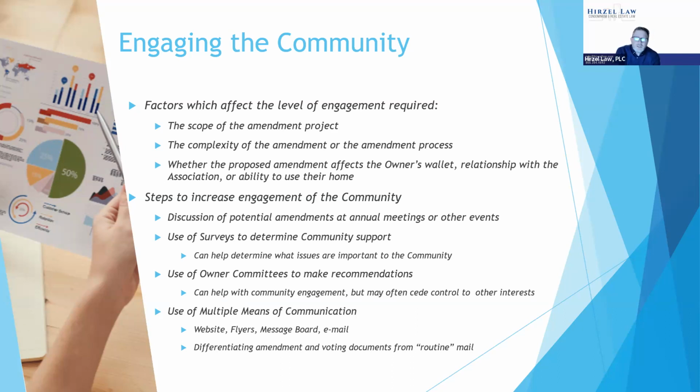There are certain things that you can do to increase your level of engagement with the community in order to have that level of feedback so the community understands what's happening and is aware and supportive of the change. You can discuss potential amendments at annual meetings or other events like picnics or barbecues. You can use surveys to try to determine community support for specific issues. You can also use these to figure out what's important and what is opposed.